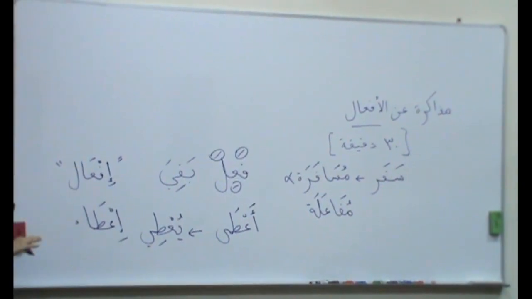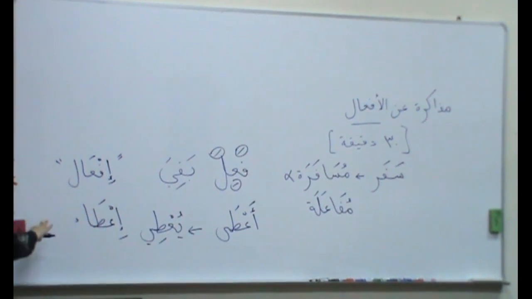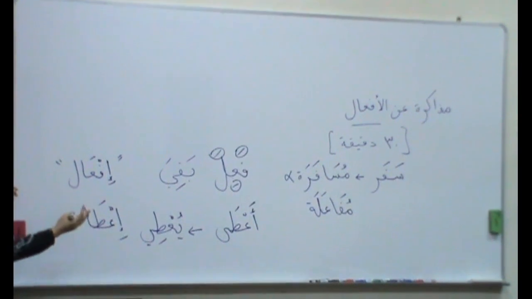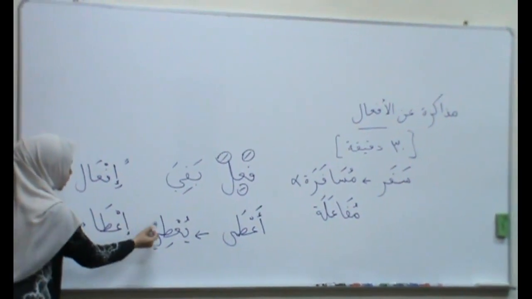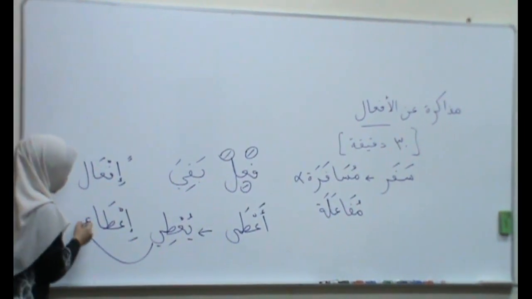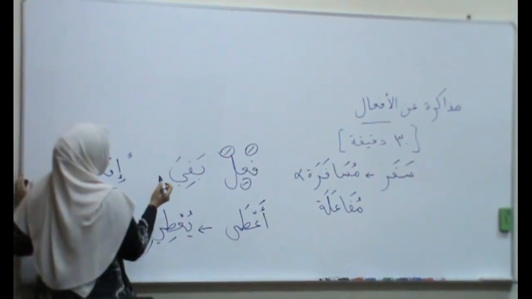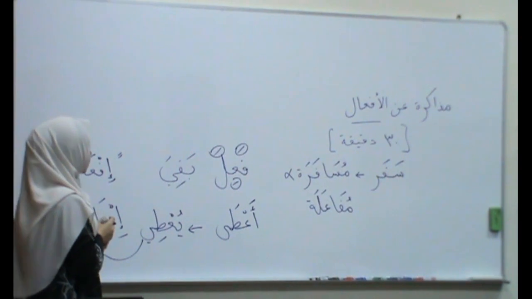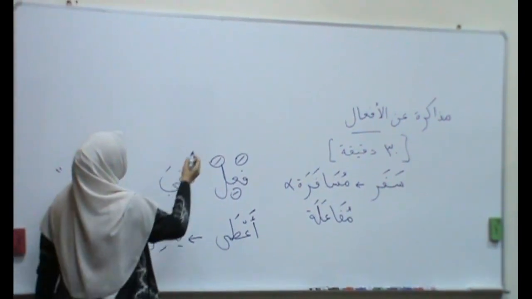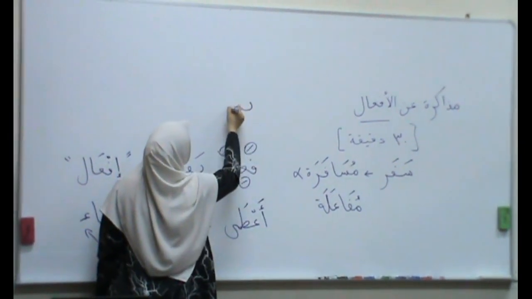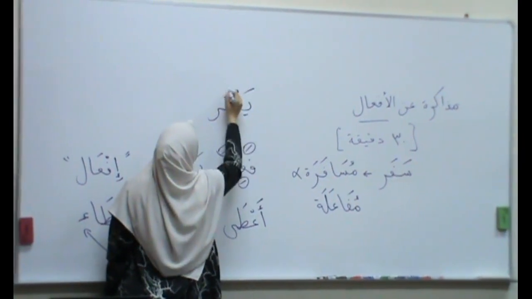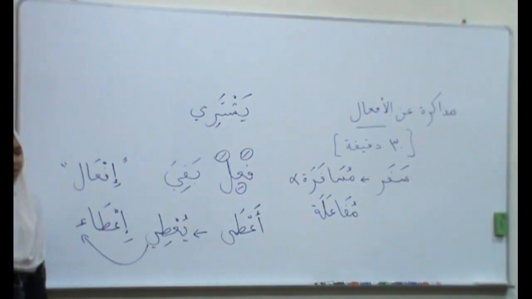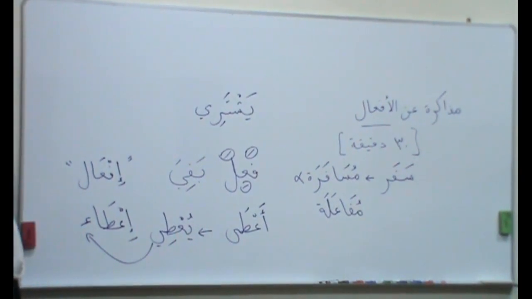Correct. This is the actual wazn, right? أفعل يفعل إفعال. ولكن لأن هناك حرف العلة في آخره فلذلك تضع هذا الحرف العلة بالهمزة. مثلا هناك الكلمة يشتري. يشتري لأن هذا الفعل خماسي صحيح؟ It is a 5 letter verb.